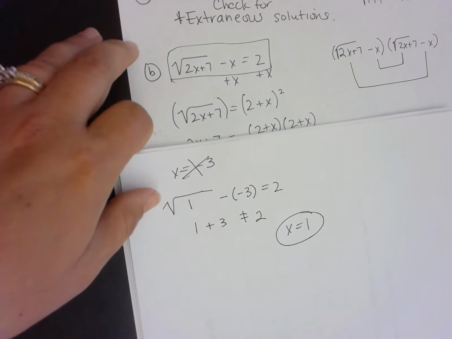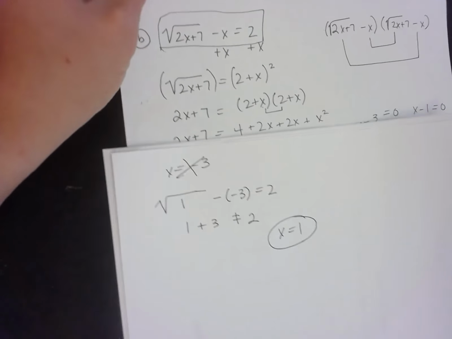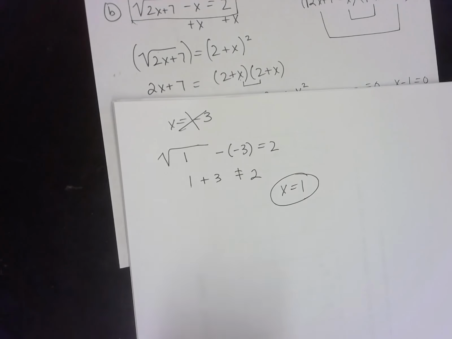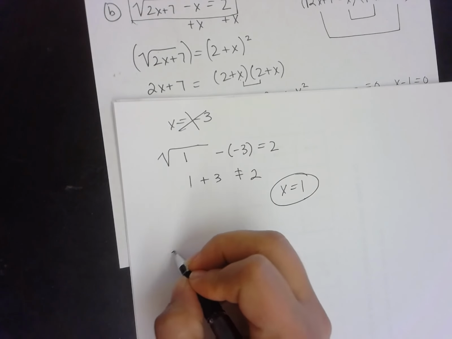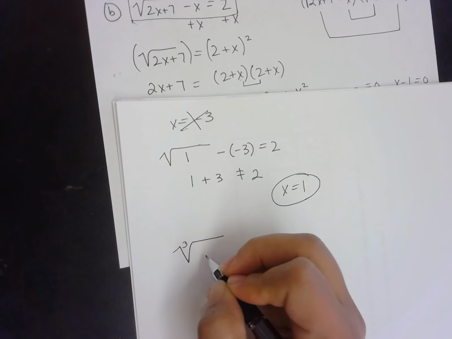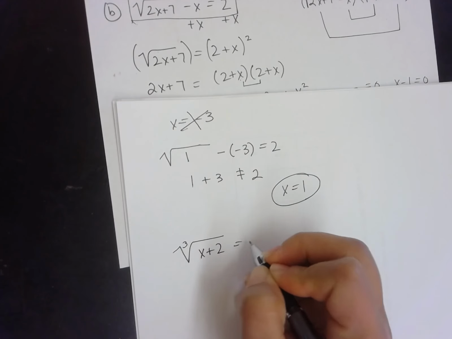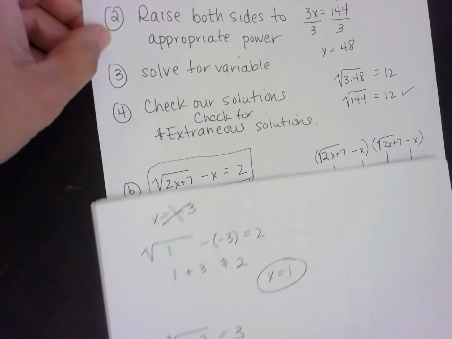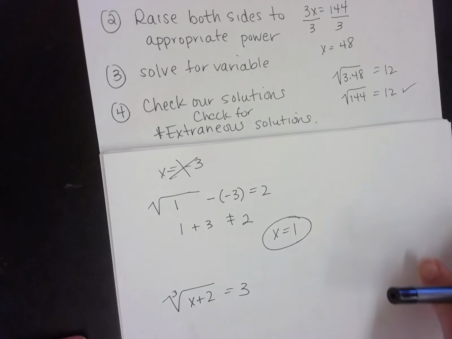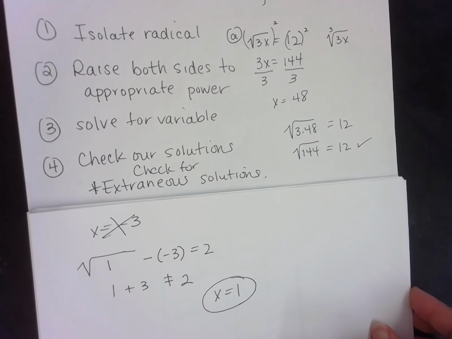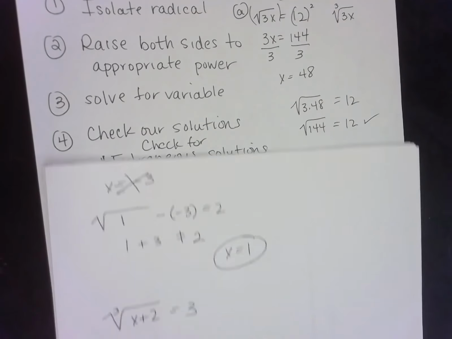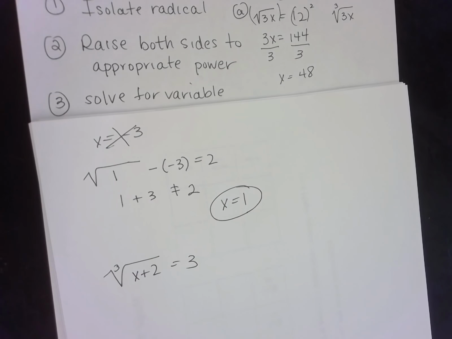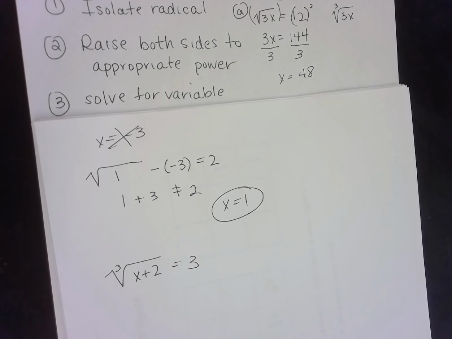All right, let's look at a cube root problem. We haven't done one yet. This is also considered a radical equation. So I have the cube root of x plus 2 is equal to 3, and I use the same steps, which is first isolate the radical, and I already have my radical isolated, so I am okay there. And then I'm going to raise both sides to the appropriate power.